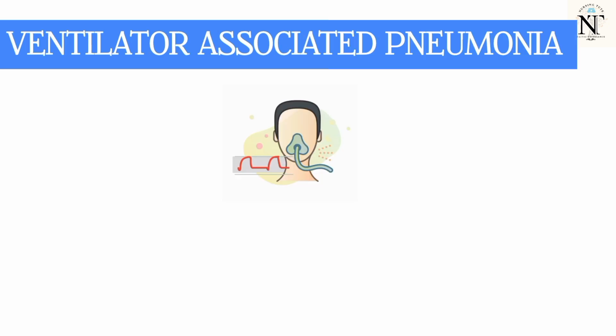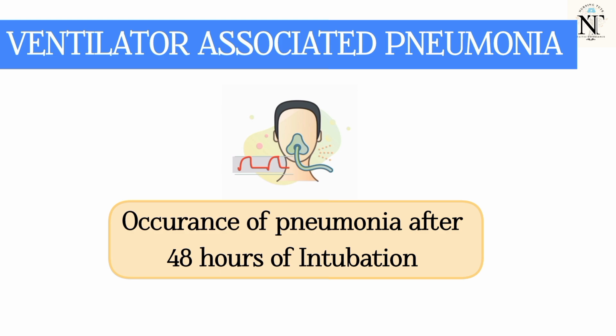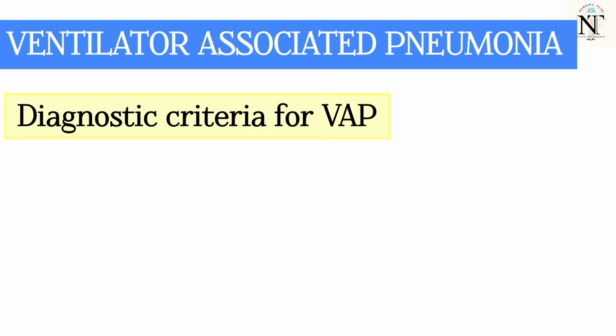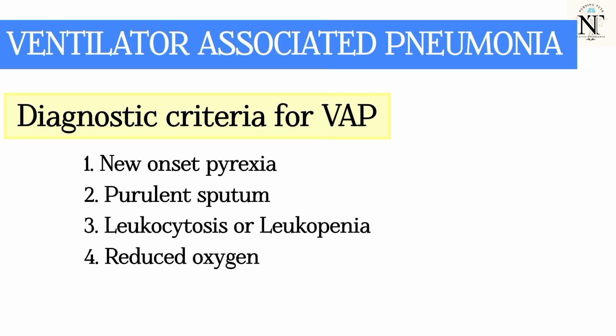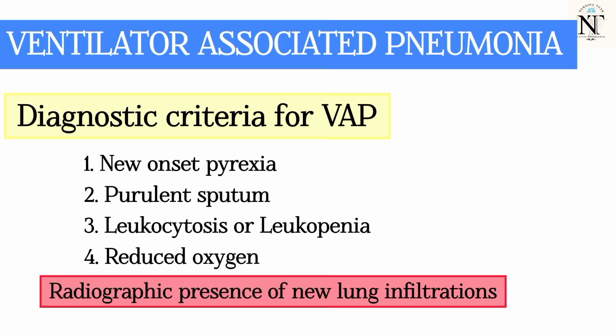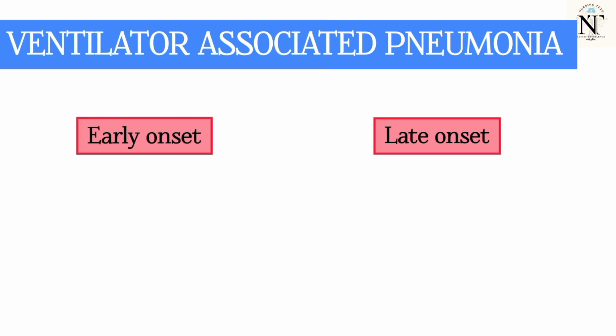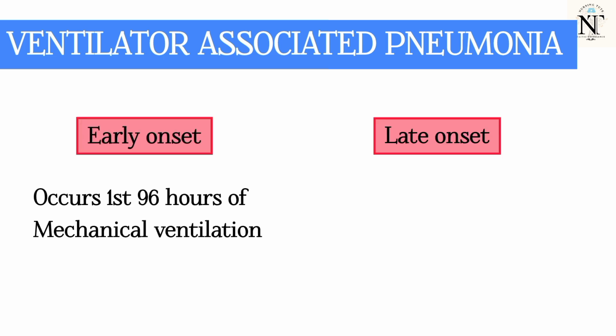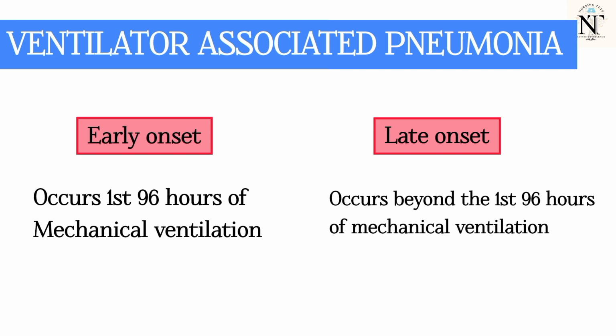And ventilator associated pneumonia. It is defined as occurrence of pneumonia after 48 hours of intubation. Okay. To diagnose this ventilator associated pneumonia, we have some criteria. Those are new onset pyrexia, purulent sputum, leukocytosis or leukopenia, and decrease in oxygenation. And another important one is radiographic presentation of new lung infiltration. This VAP can be early onset or late onset. This early onset VAP occurs within the first 96 hours of mechanical ventilation, whereas this late onset manifests beyond the first 96 hours of ventilation.